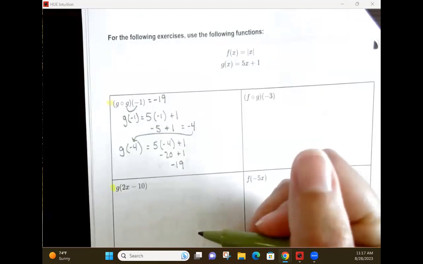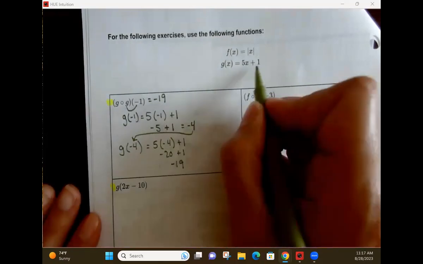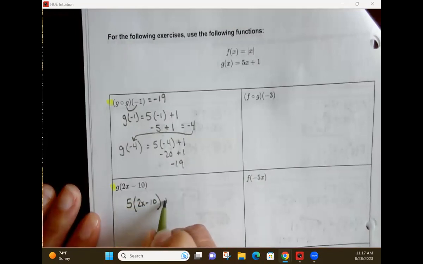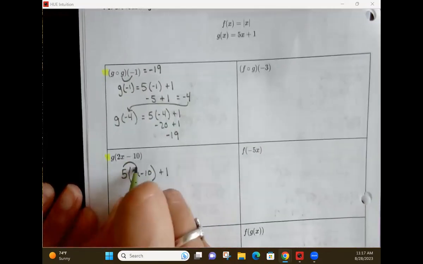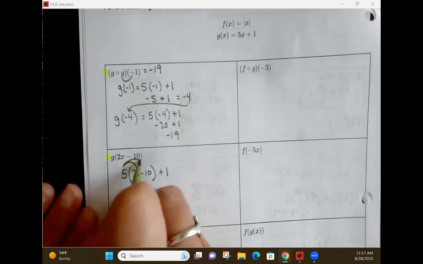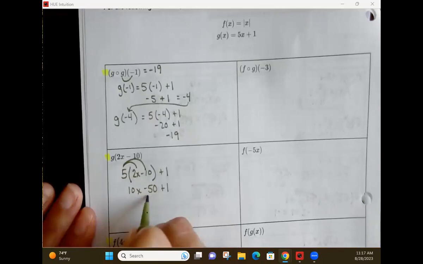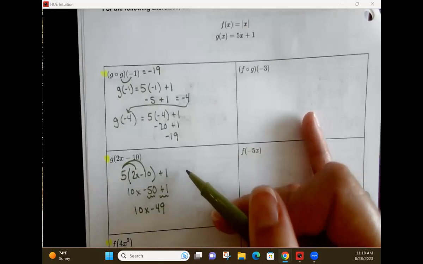Okay, let's take a look at the next one down. This time, g of 2x minus 10. So we're using our g of x function again. So this would be 5 times 2x minus 10, plus 1. So I've got some distribution to do here. This would be 10x minus 50 plus 1. Combine your like terms, and we get 10x minus 49. Questions on the second one?